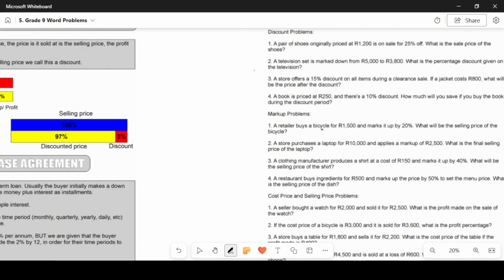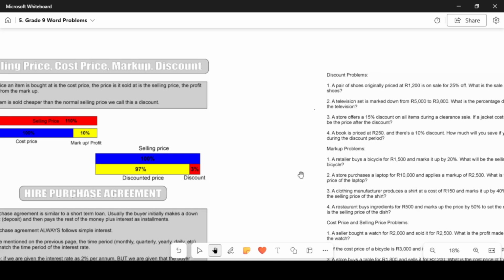A retailer buys a bicycle for 1,500 and marks it up by 20%. What will the selling price of the bicycle be? Very simple. 1,500 represents the cost price, so it represents 100%. Then we have to mark up by 20%. So we want to find out the 120%, isn't it? So watch how brilliant this is.